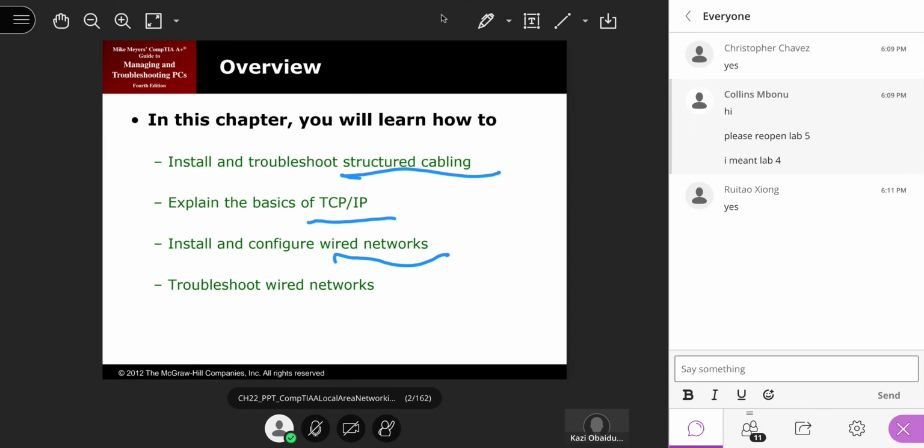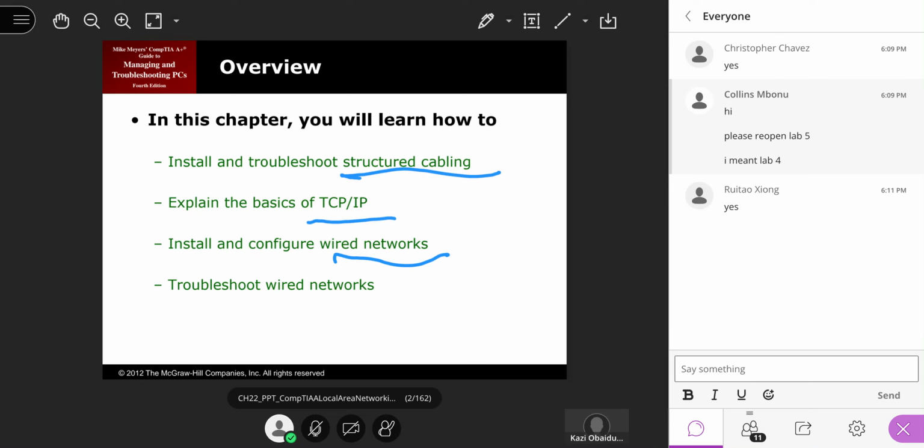TCP, transmission control protocol, it's a very powerful protocol. It establishes host to host connection, end to end connection. And then the other, we have the IP, internet protocol. The IP addresses, internet protocol. We should understand that, right? Every device has an IP address.